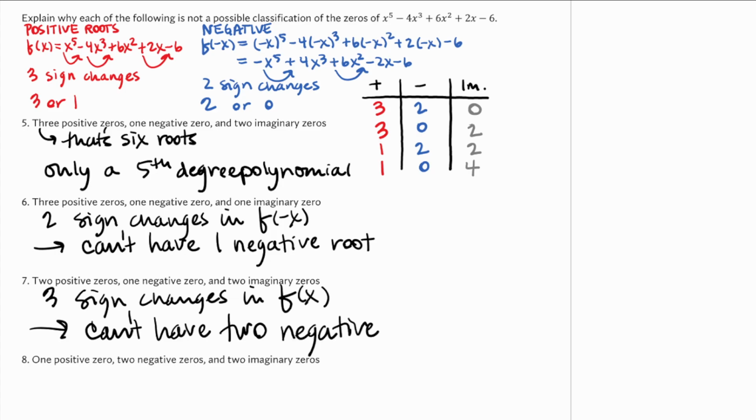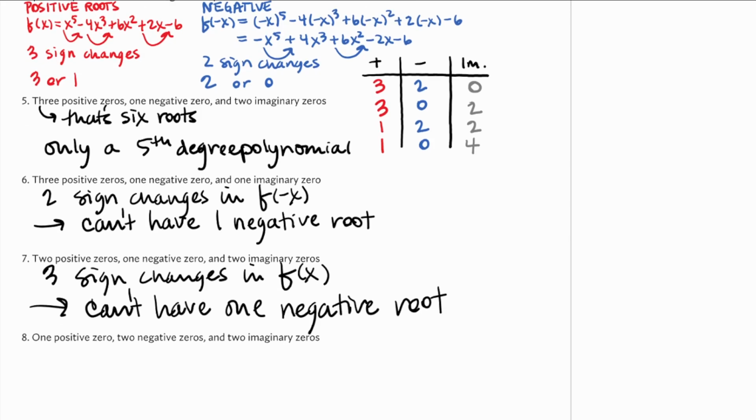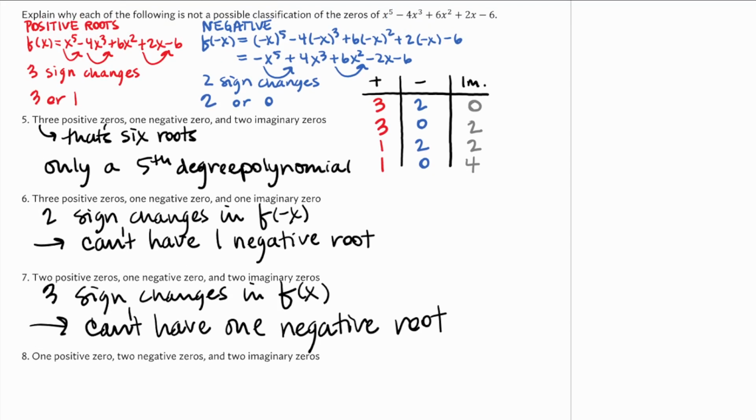Or also, you could say the same thing. There are 2 sign changes in f of negative x, so I can't have 1 negative root. I thought there was one on here with 1 imaginary root. Maybe I put that on the old quiz or something. I remember that from college algebra because they come in conjugate pairs, but okay, that's too bad.